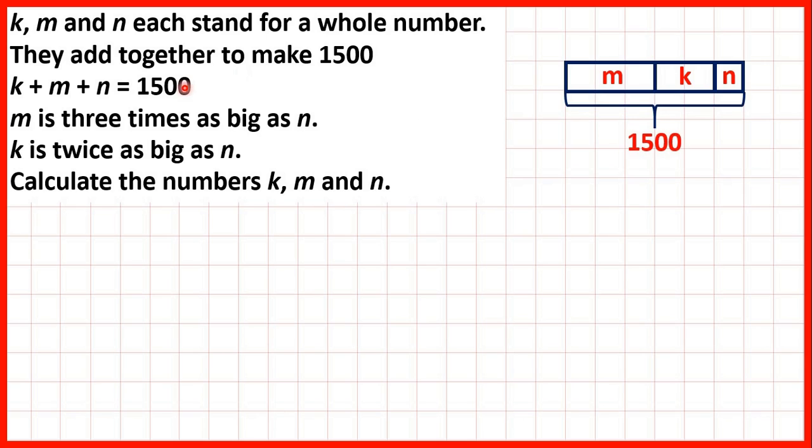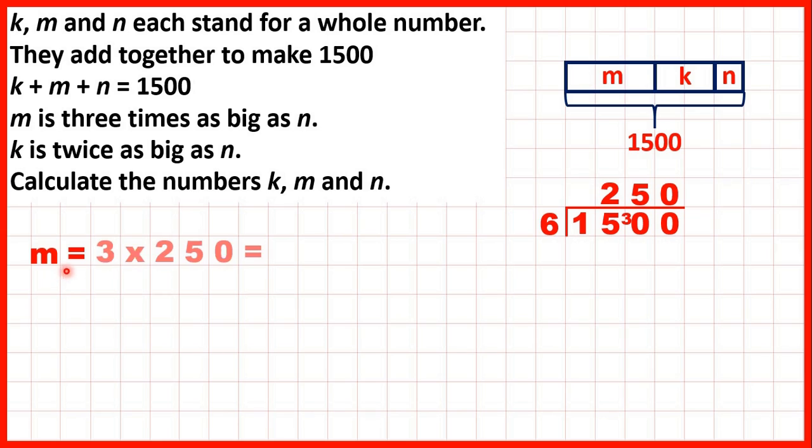And we know that altogether they add to 1,500. So what we can do is find the value of each square. We have 6 squares altogether on our bar model, so we can divide 1,500 by 6. That gives us 250. So we know that each square of our bar model has a value of 250.